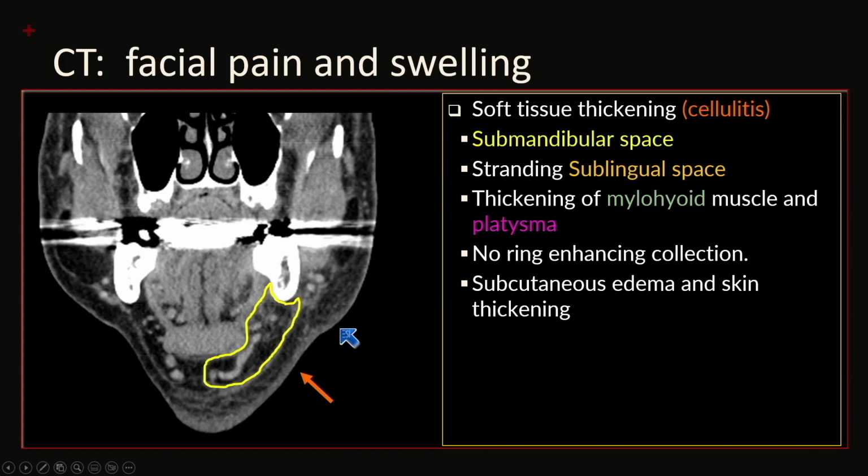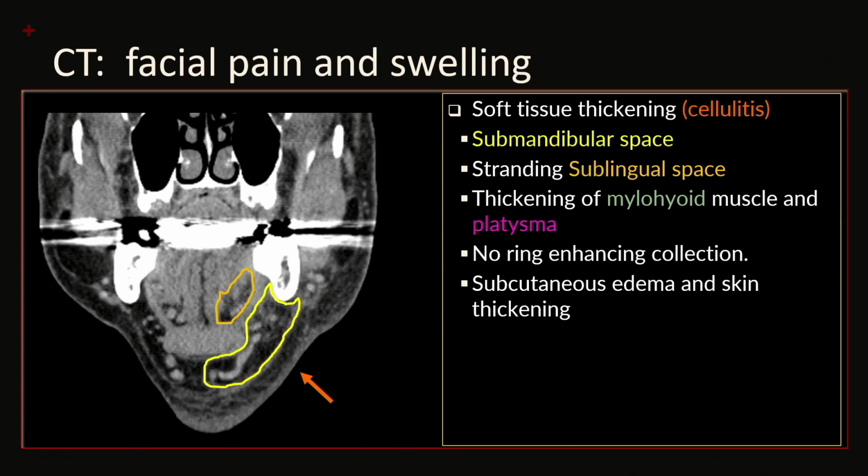So the first space we're going to look at is the submandibular space. This is deep to the platysma muscle, but superficial to the mylohyoid muscle. And we can see that there's just a little bit of fat stranding in that space. So we suspect that space is involved with the cellulitis, but there's no frank abscess there.